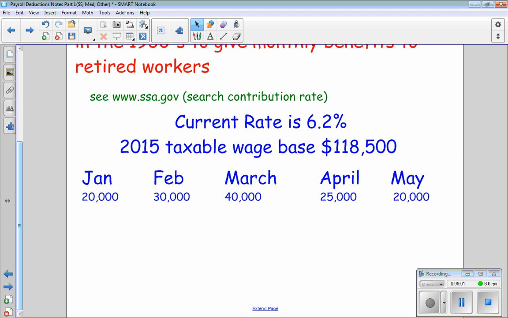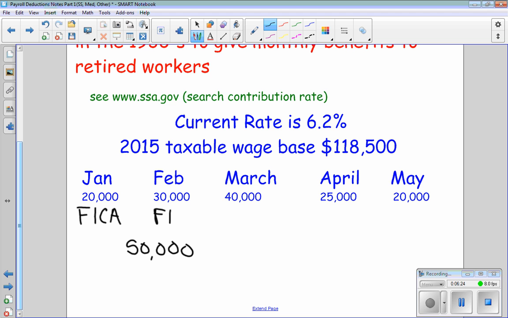So for example, if I am wealthy and I make $20,000 in January, do I have to pay Social Security tax? Yes. So I pay FICA tax because I've only made $20,000 this year so far. In February, do I have to pay Social Security tax? Yes, because now I've made $50,000 total, and I do have to pay FICA. In March, I add $40,000, which puts me at $90,000 for the year. Do I have to pay FICA? Yes. In April, I add an additional $25,000, which puts me at $115,000. Do I have to pay FICA? Yes.